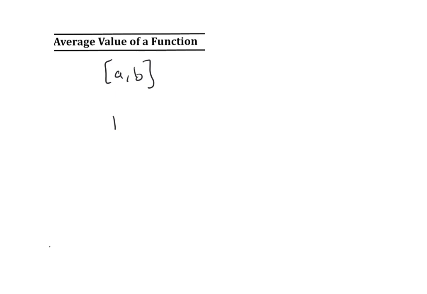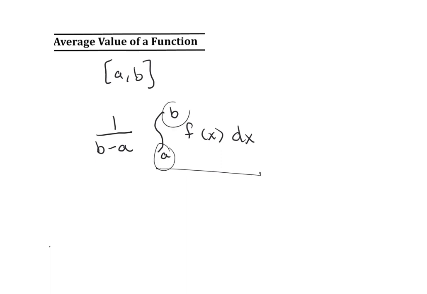So what it is is 1 over the difference b minus a times the integral from a to b of our function with respect to x. So really all we're going to do is antiderivative, and it's a definite integral, so you evaluate on your interval. And then at the end, you multiply by this 1 over the difference of b minus a.